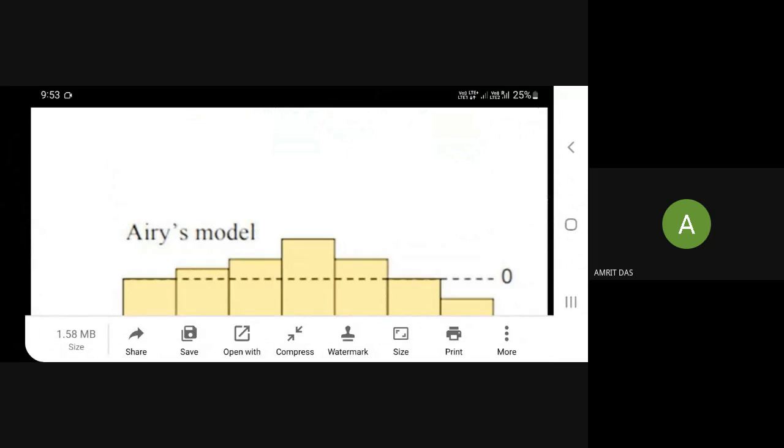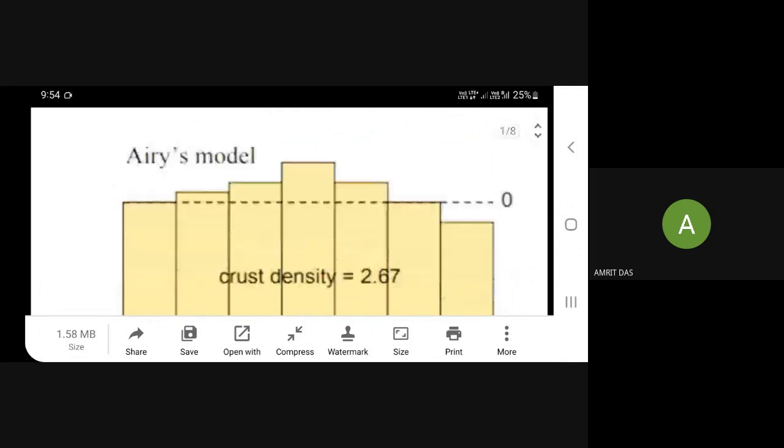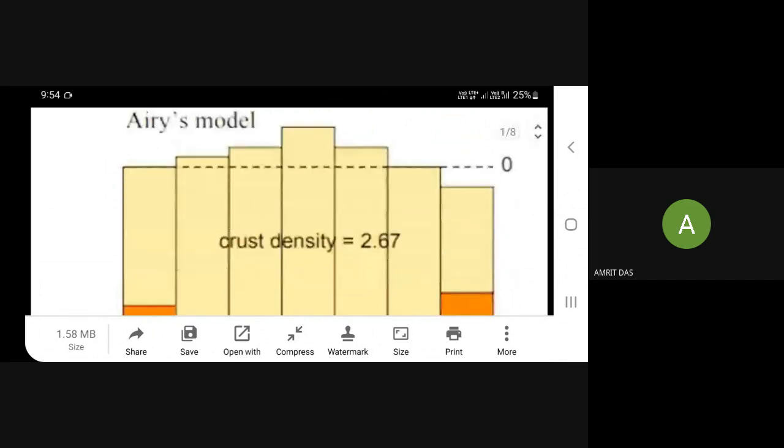First one is the Airy model, second one the Pratt model, and third one the Vening Meinesz regional model. And there is another fifth model, so I can tell you this fifth model at the last. These are not important. Basically, this fifth model is based only on the Airy and Pratt models, but there is some modification. So Airy and Pratt hypotheses are both common.